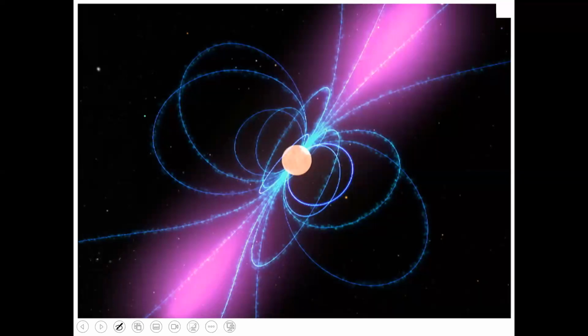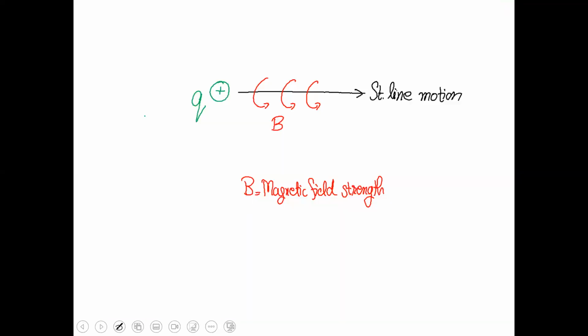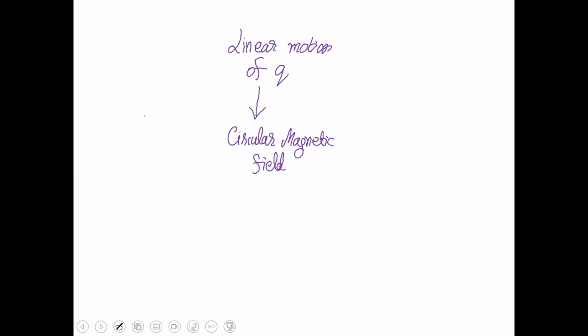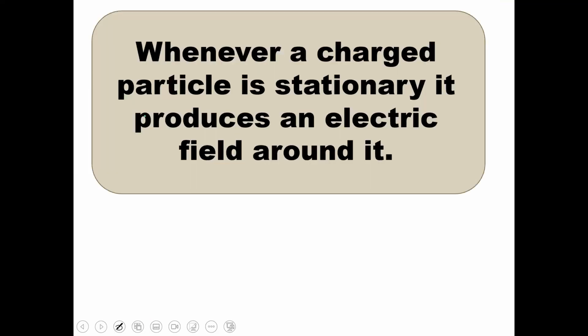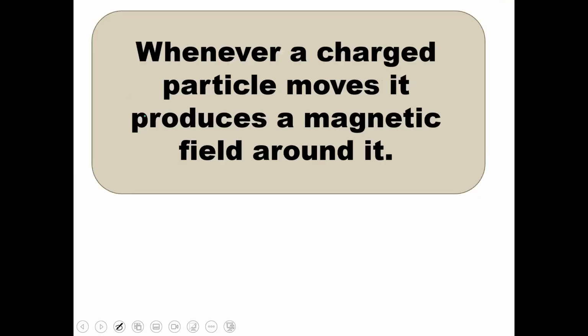So when a charged particle is moving, look at this diagram. If a charged particle is moving, it produces a magnetic field. When the charged particle is moving in a straight line, the magnetic field produced is circular. So now you have to copy this screen.